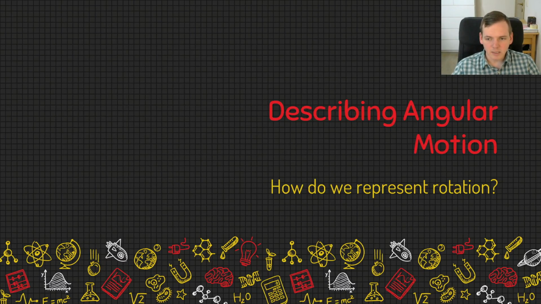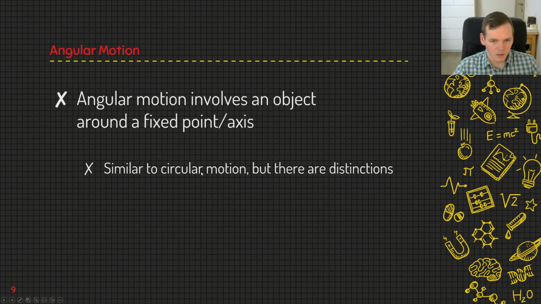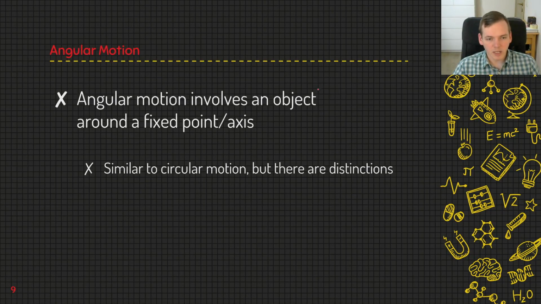Let's take a look at describing angular motion, or in other words, rotations. So angular motion involves an object spinning around a fixed point or axis.